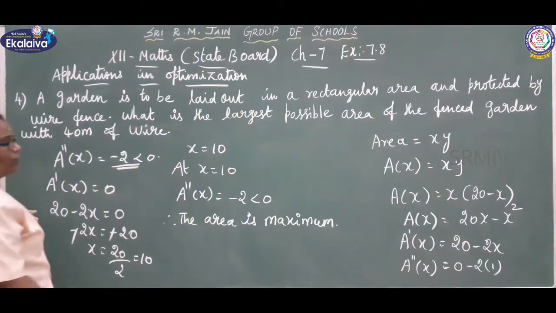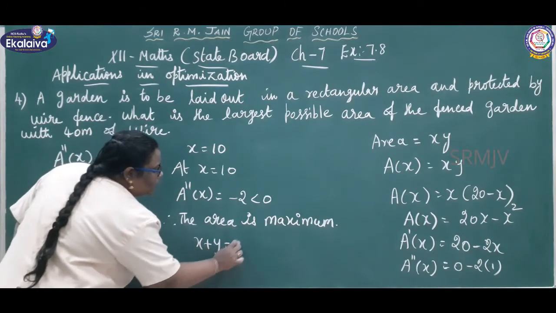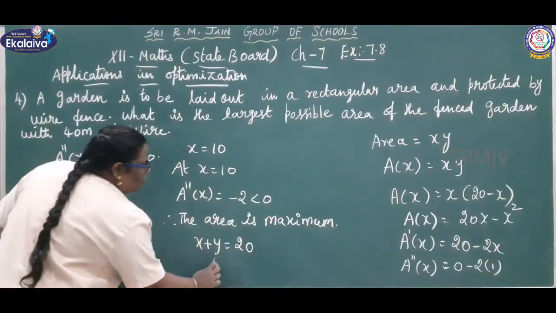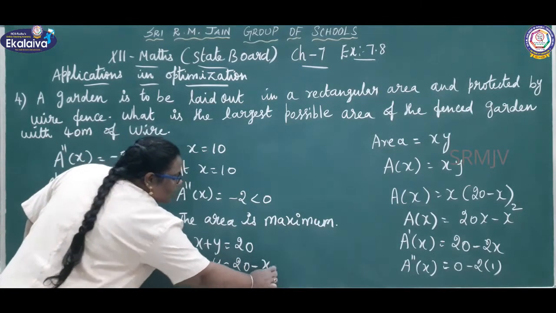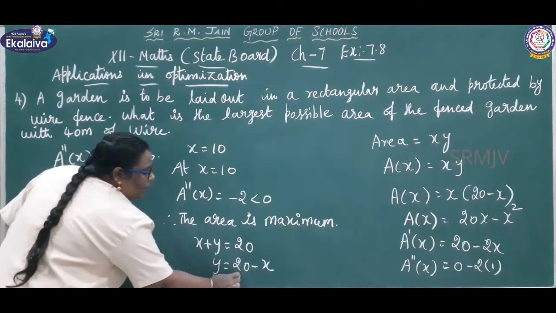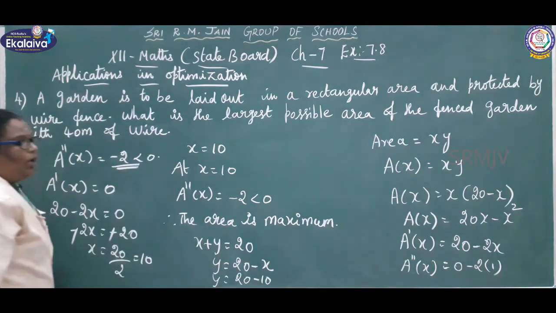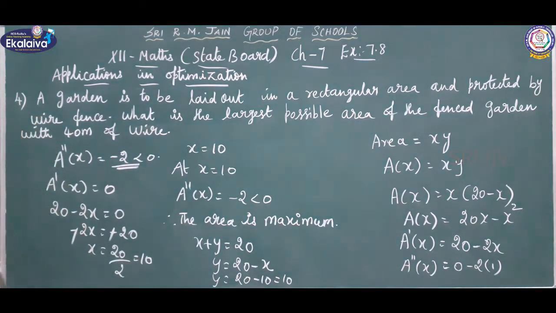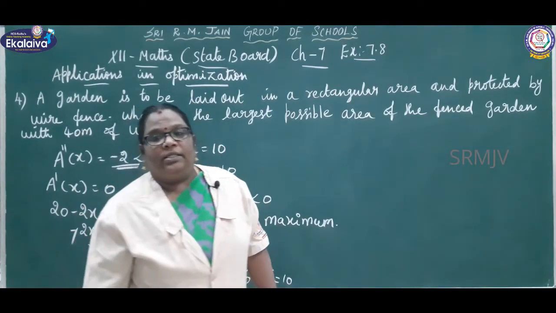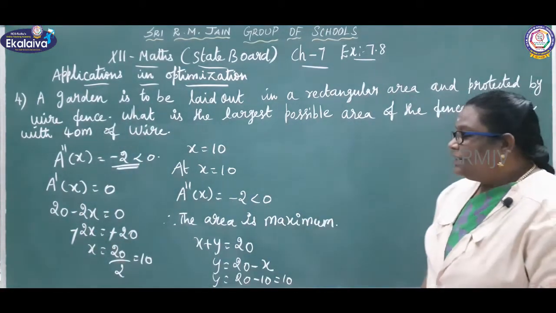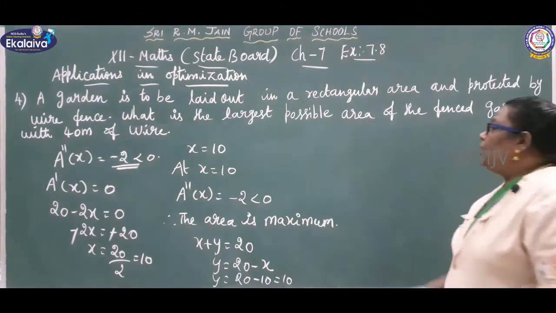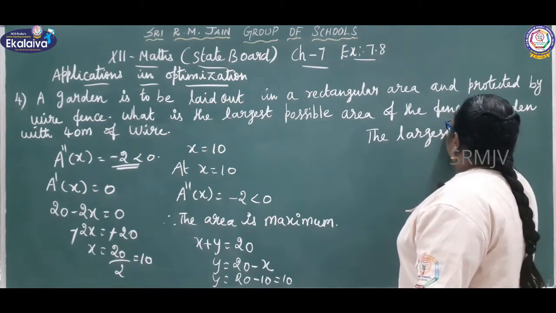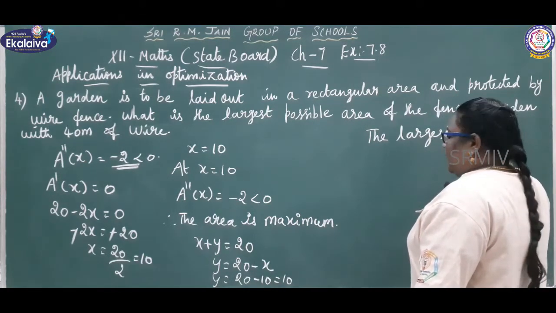What about the y value from 1? x plus y equal to 20. y equal to 20 minus x. So y equal to 20 minus 10. So the value is equal to 10. See, the largest possible area: if x equal to 10, y equal to 10, the largest possible area, because it is maximum.